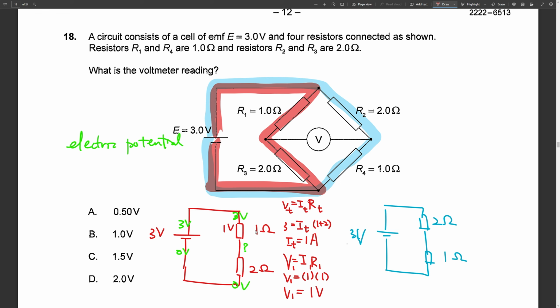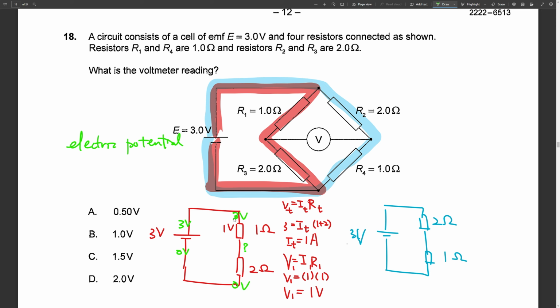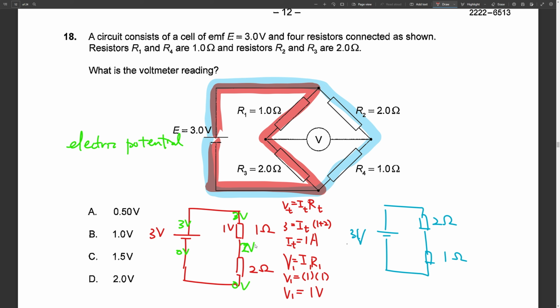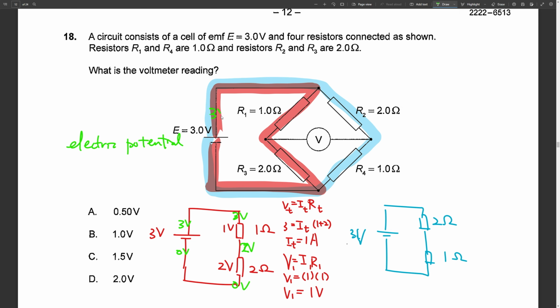The voltage is 1 volt, which means the electric potential should drop by 1 from the 3 volts, which makes it 2 volts. Therefore, the potential difference between the 2 volt point and the 0 volt point is 2 volts. That's how you solve everything in these circuits. And we can put down this information on the circuit above. It's 3 volts here, 3 volts here, 0 volts here, 0 volts here, and on the left junction is 2 volts.